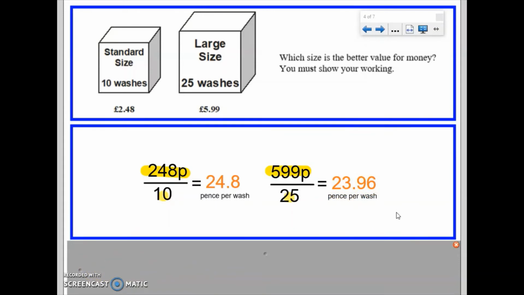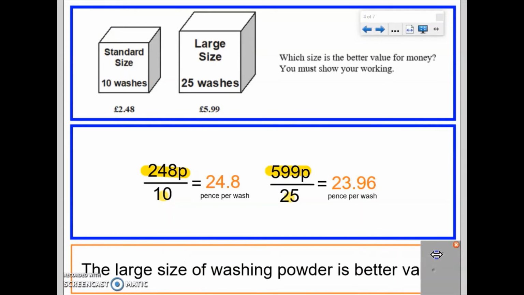So then I can go ahead and make a statement. The large size of washing powder is better value. Because if we look here, when we're comparing 1 unit to 1 unit, 1 wash to 1 wash, this price is cheaper, so therefore it is our best buy.